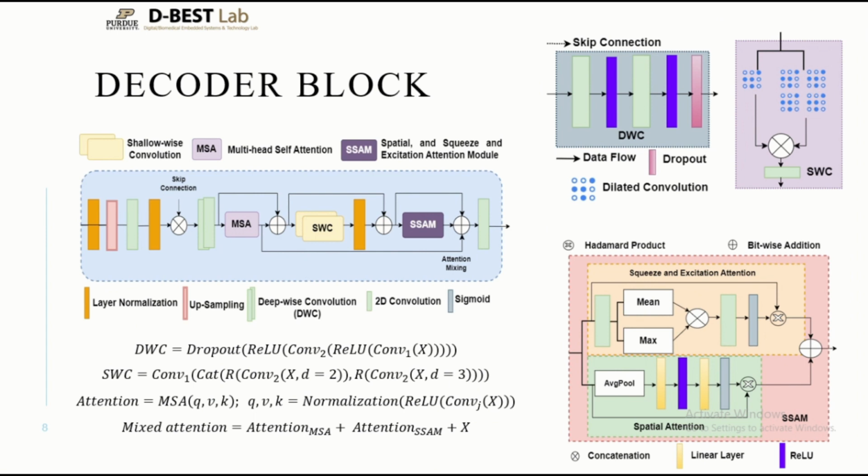The left figure here shows the architecture of each decoder block, and inside each decoder block it has deep dilated convolution, shallow dilated convolution, multi-head self-attention, spatial attention, and a squeeze and excitation attention module. The implementation of each module is shown on the right side. The figure at the top shows the implementation of deep dilated convolution and shallow dilated convolution, while the picture at the bottom shows the attention mixing, where we have mixed multi-head self-attention, spatial attention, and squeeze and excitation attention together. This equation shows how each of the modules is implemented in Python.